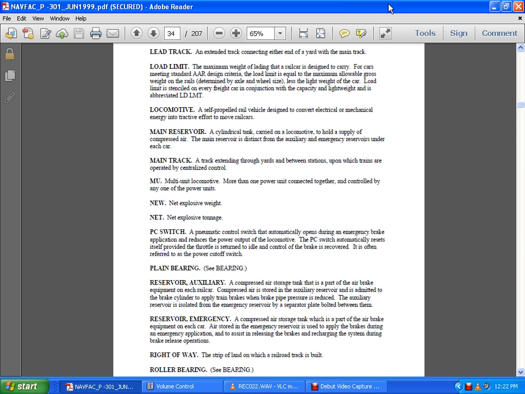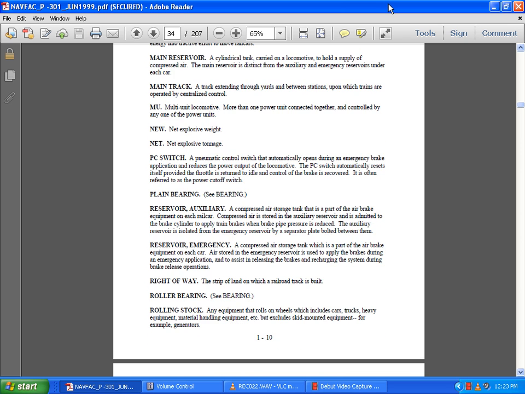Plane bearing, C bearing. Reservoir, auxiliary, a compressed air storage tank, is the part of the air brake equipment in which compressed air is admitted from the auxiliary reservoir to the brake cylinder when the train pipe pressure is reduced. The auxiliary reservoir is isolated from the emergency reservoir by a separate plate in between them.